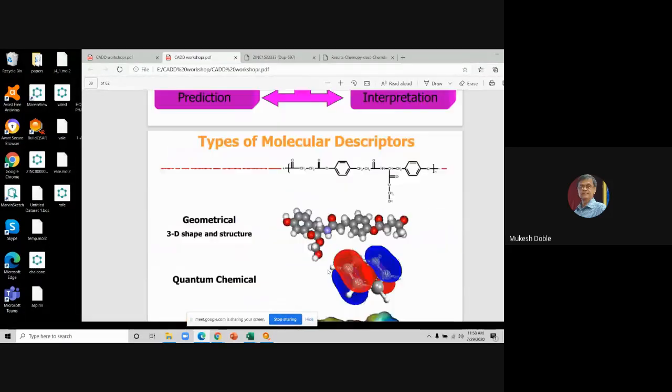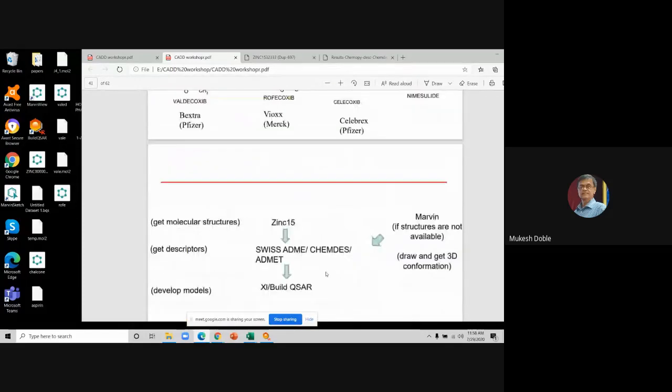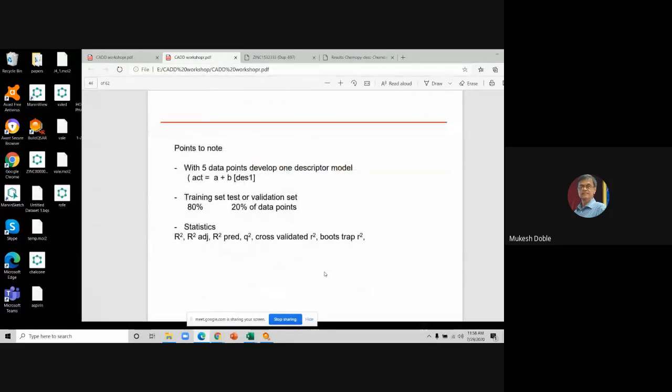So we have many rules of thumb, we call it. So always try to follow those rules of thumb. If I have 5 data points, don't go beyond the 1 descriptor model. If you have 10 data points, you can go for a 2 descriptor model. Then divide your data set into training and validation data sets. Always do that. Don't take all the data and try to fit a model.